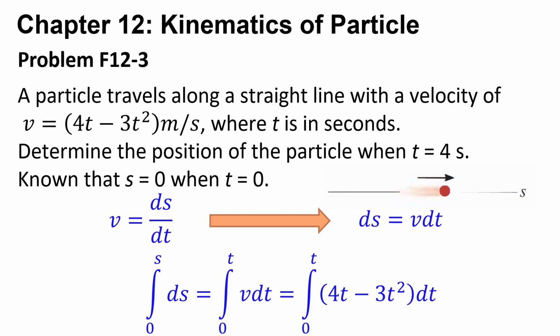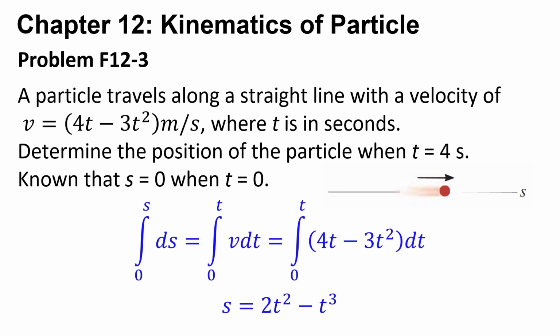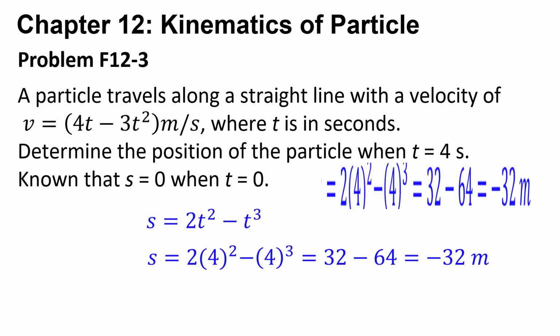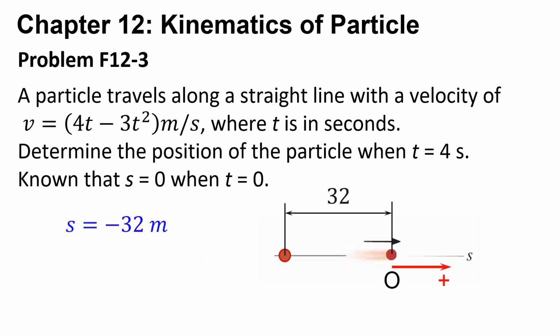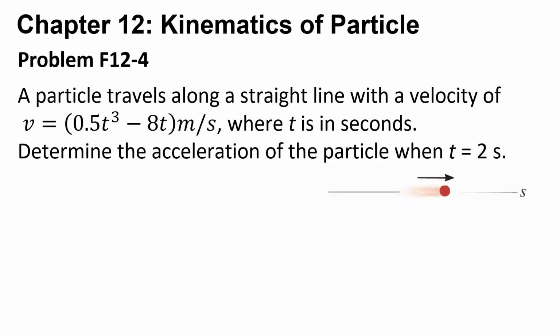Solving this integration, given that s equals 0 when t equals 0, results in s equals 2t squared minus t to the power 3. At t equals 4 seconds, s equals 2 times 4 to the power 2 minus 4 to the power 3, equals negative 32 meters. The negative sign means that the position at t equals 4 seconds is to the left of the original position by 32 meters. The fourth problem.